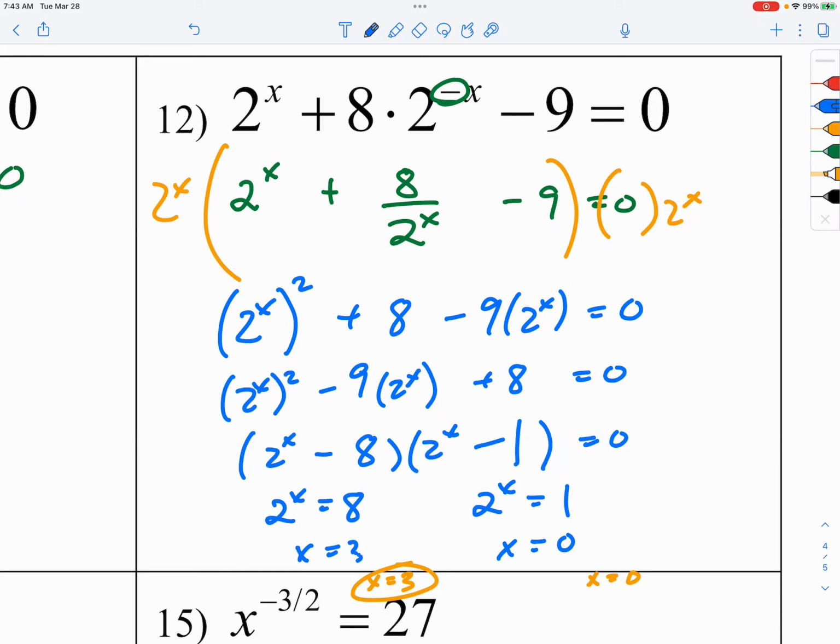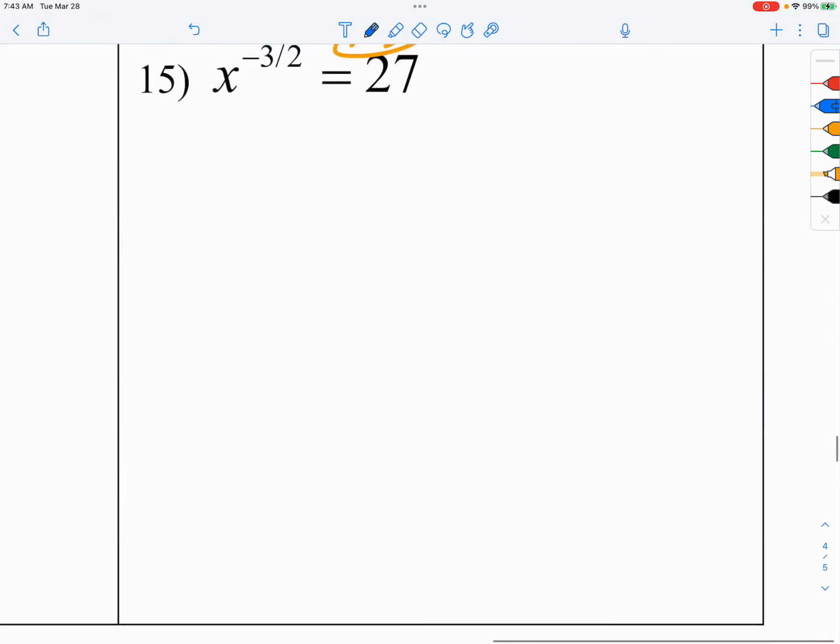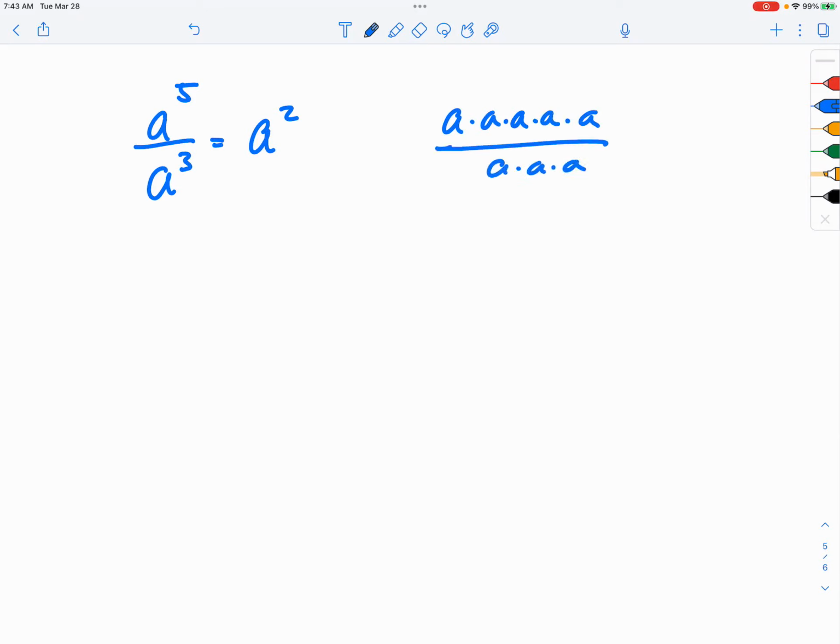Can you please explain why a number raised to the 0 power equals 1? Yeah, sure. The question is, how come anything raised to the 0 power is 1? I'm more than happy to explain it. If I give you this, what's the answer? A squared, right? Why? Because a times a times a times a times a over a times a times a, they cancel each other out, so what's left? A squared, right?